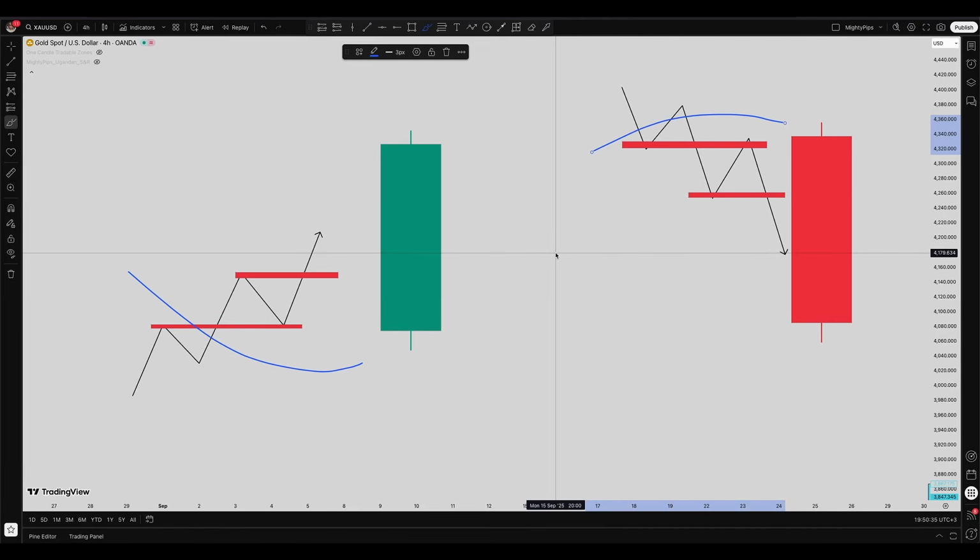Now, some of you have been asking me which type of moving average I'm using. It does not matter which type of moving average you use. You can use a smoothed moving average, a simple moving average, or an exponential moving average.